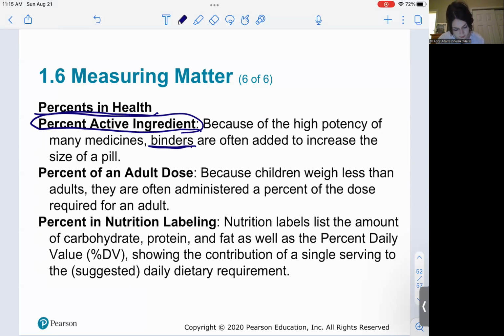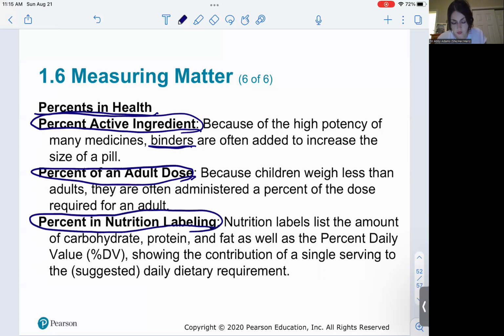The percent of adult dose is something you especially have to be concerned with in pediatrics. Children are smaller than adults, so they're given a percent of the dose required for the adult. In nutrition labeling, what you see on your box of granola bars tells you the amount of carbohydrate, protein, and fat, as well as the daily percent value, showing the contribution of that serving to your daily dietary requirement. Remember those macro and micronutrients. You're also going to see how many calories are there. Remember the capital C is 1,000 calories with the lowercase c.